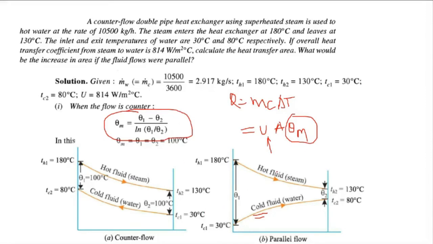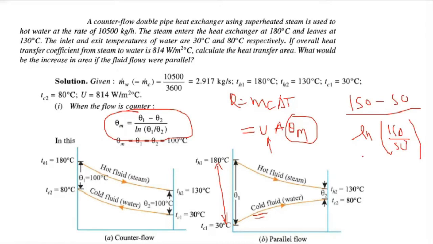For this parallel flow heat exchanger, can you tell me what is the value of theta 1? 150 degrees Celsius. Okay, so we get theta 1 is equal to 150. What is the value of theta 2? 50. So 150 minus 50 divided by ln 150 by 50, which is 3. This gives you the mean temperature difference, the LMTD value, logarithmic mean temperature difference. So if we find out theta M value, can we find out the area for this case as well?